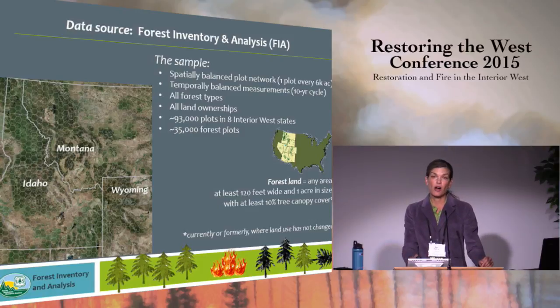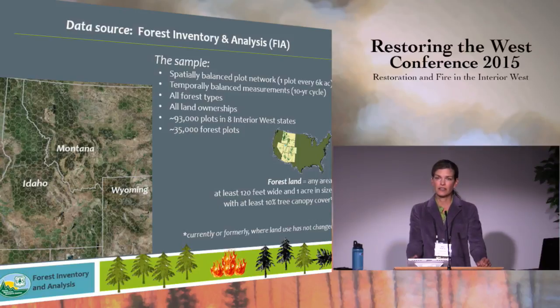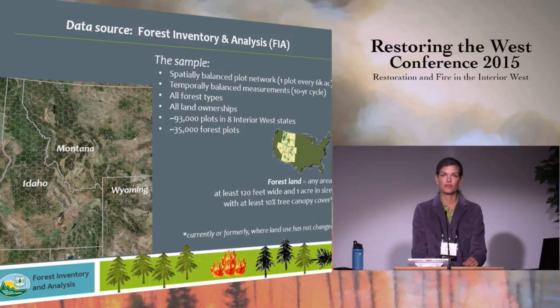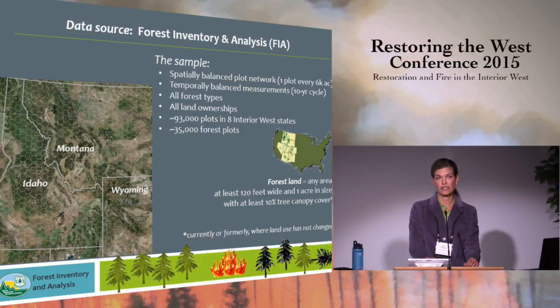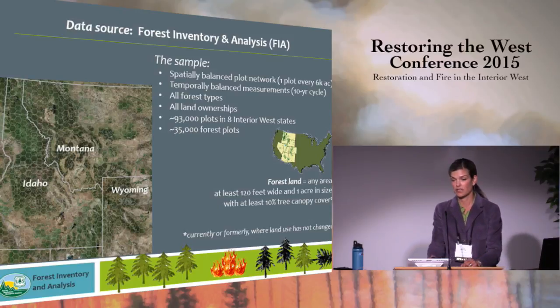And these plots sample all forest types. We also have plots on non-forest lands, but we sort of begin the sample by saying, is it forest or non-forest? We sample all land ownerships, including federal lands, state and local government, private lands, and tribal lands, as long as we get permission from the owners or managers to access the locations. So in the 8-state study area that we did the study on, we have about 93,000 plots, and about 35,000 of those are forested. So each year, we're collecting data from about 3,500 forest plots.